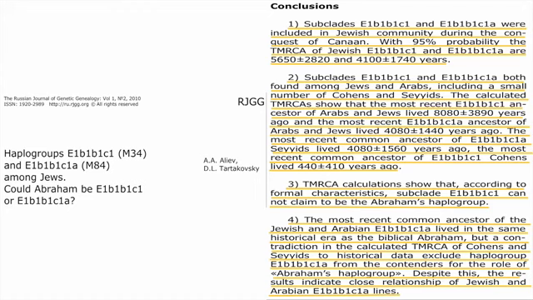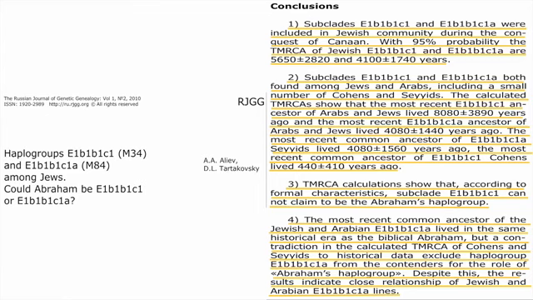The most recent common ancestor of E1b1c1a Said lived 4,080 plus or minus 1,560 years ago. The most recent common ancestor of E1b1c1 Cohens lived 440 plus or minus 410 years ago. 3. TMRCA calculations show that according to formal characteristics, subclades E1b1c1 cannot claim to be the Abraham's haplogroup.